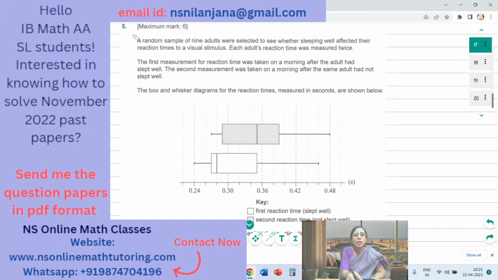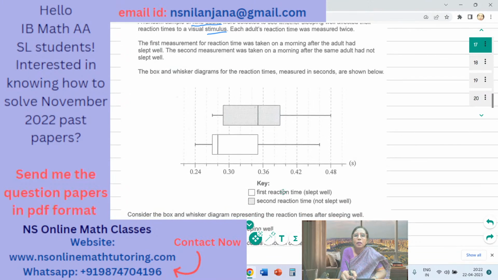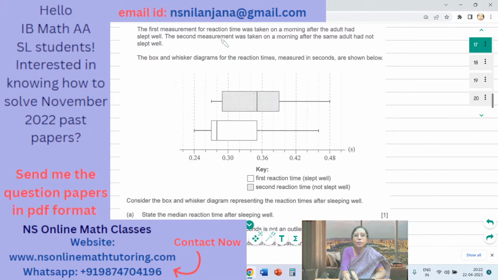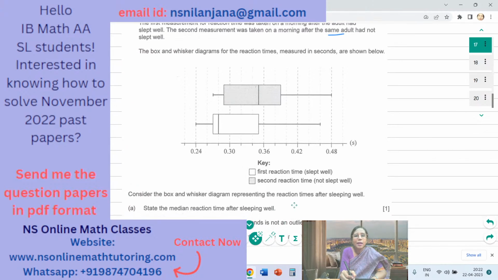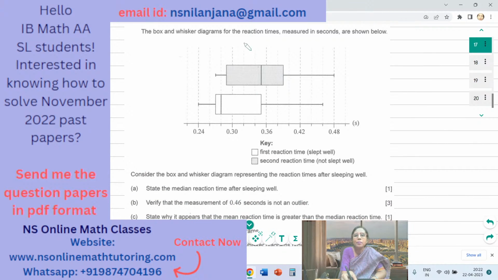So question number 5 is containing 6 marks. And it says a random sample of 9 adults were selected to see whether sleeping well affected their reaction times to a visual situation. Each adult's reaction time was measured twice. The first measurement for reaction time was taken on a morning after the adult had slept well. The second measurement was taken on a morning after the same adult had not slept well. The box and whisker diagrams for the reaction times measured in seconds are shown below.